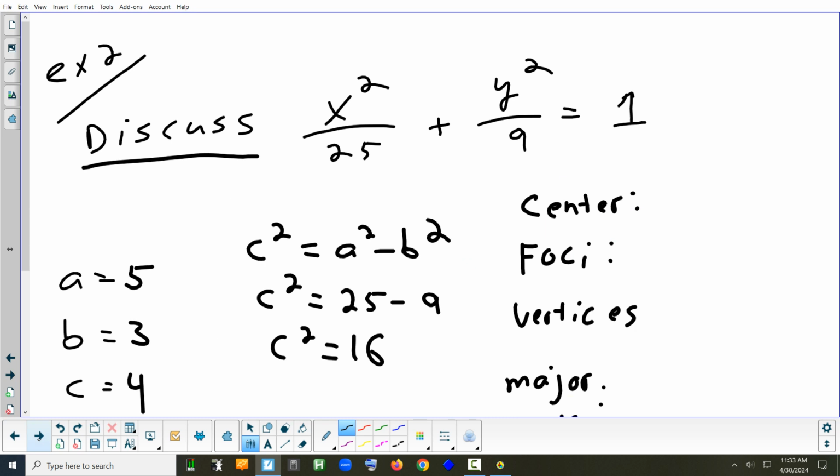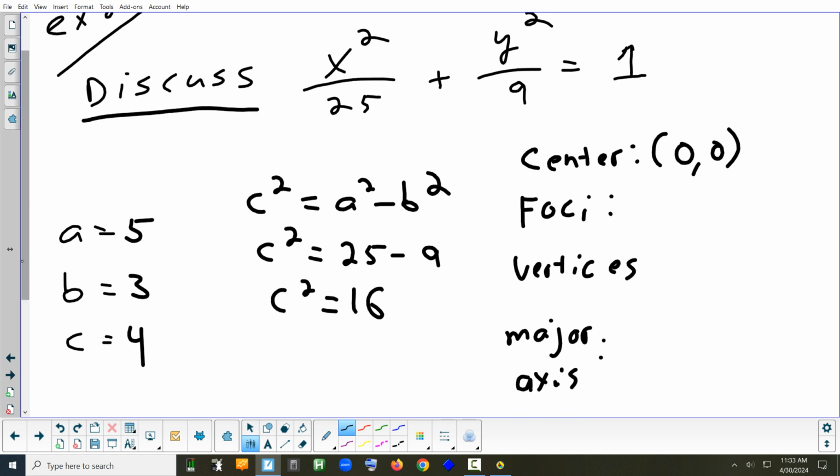Okay, where's the center here? Yep, 0, 0. When you start seeing x minus h and y minus k in the top, then you know it's been shifted. Until then, it's 0, 0. Okay. What letter is going to help us to find... Actually, before we even do that, let's do the major axis. What direction does the major axis go?